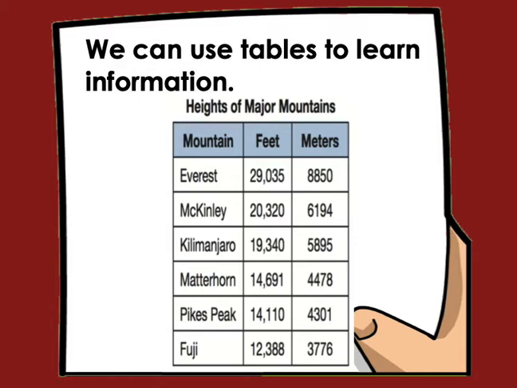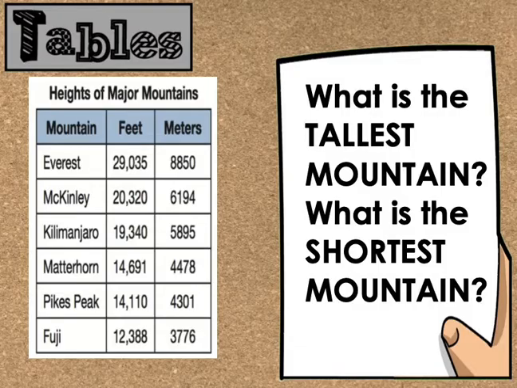So we can see the top rows tell us that we have a mountain column, the feet column, and the meters column. So we have two ways to tell how tall the mountain is, and then we have the names of the major mountains in the world. We can use this table to help us know what the tallest mountain and the shortest mountain is. They were really nice to us in this table, and they actually put everything in order for us.